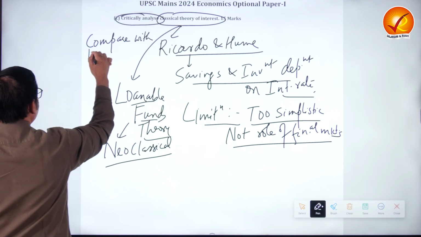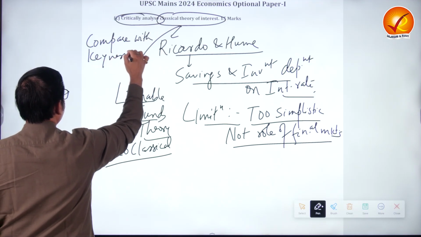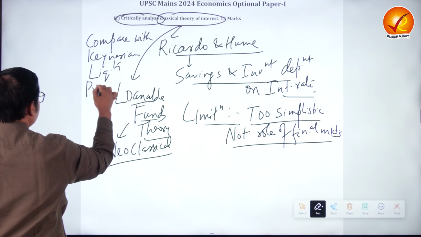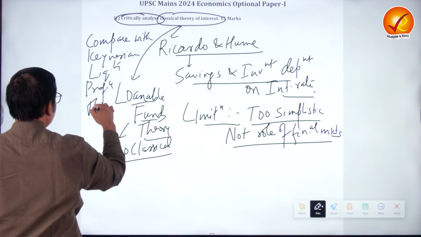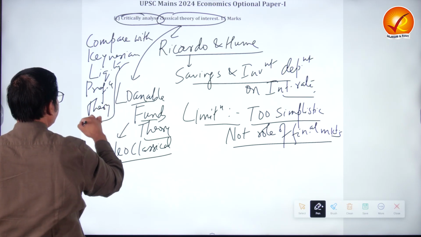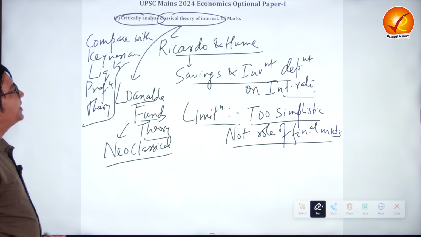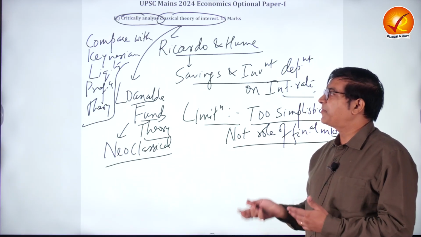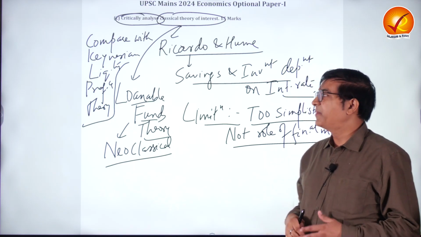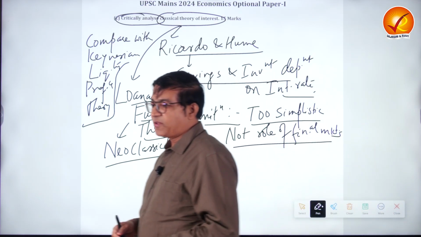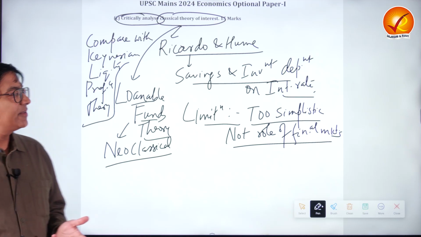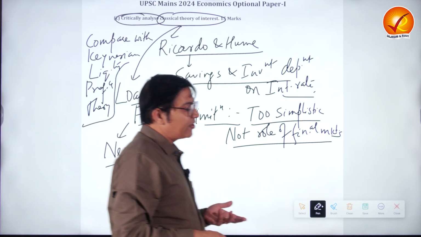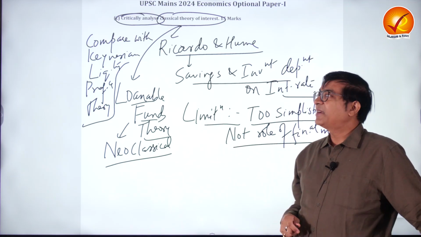Compare it with the Keynesian theory. And which Keynesian theory? The liquidity preference theory. So within the liquidity preference theory, Keynes more clearly talked about the different types of money demand, like transaction demand, precautionary demand, speculative demand. Money supply was assumed to be given in an exogenous manner by the central bank.